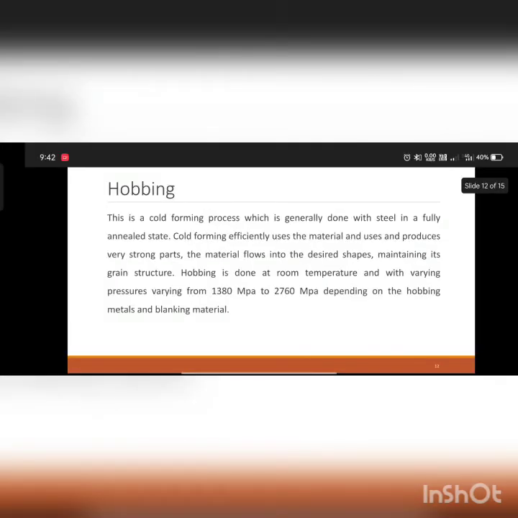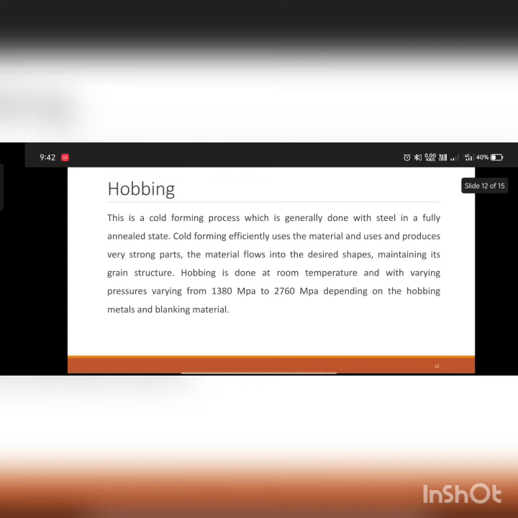Hello, my name is Roshan Maju. So let's discuss the topic hobbing. Hobbing is a machine process for gear cutting. The tool used is known as the hob. This is a cold forming process which is generally done with steel in a fully annealed state. Cold forming uses the material efficiently. It is mainly used to produce very strong parts in desired shapes. We must focus on maintaining the grain structure mainly.